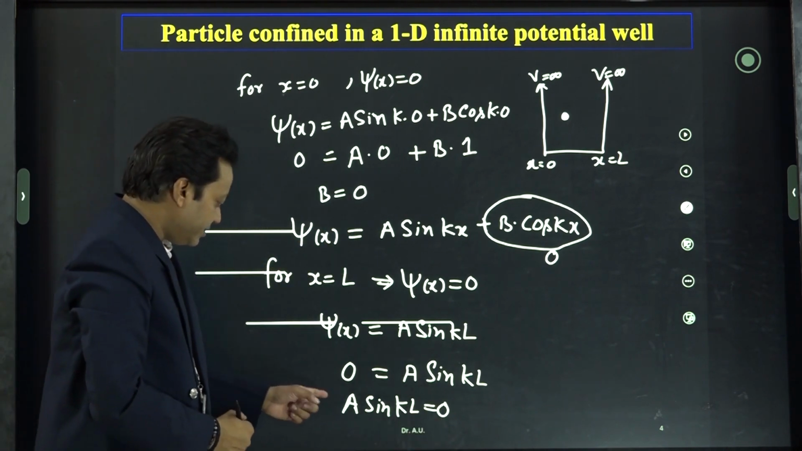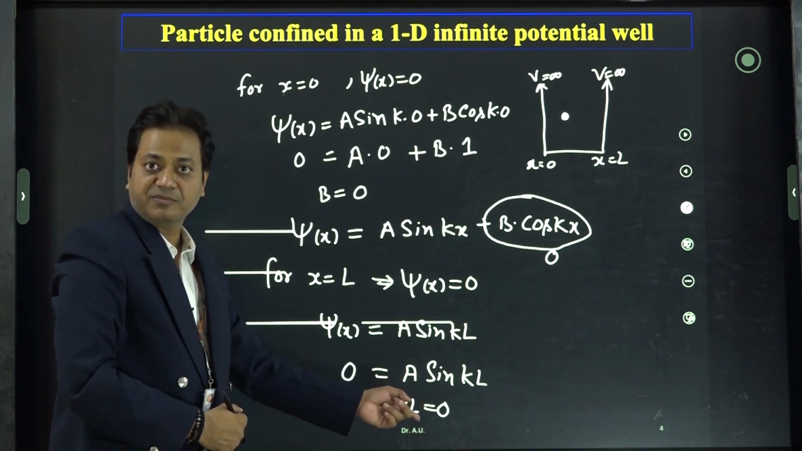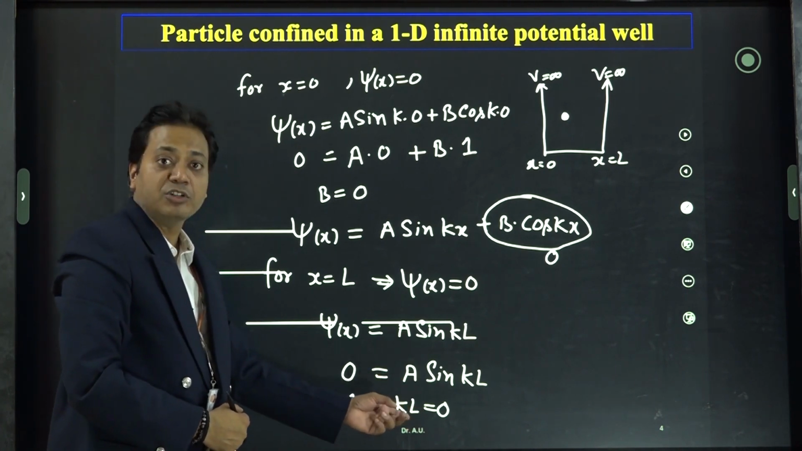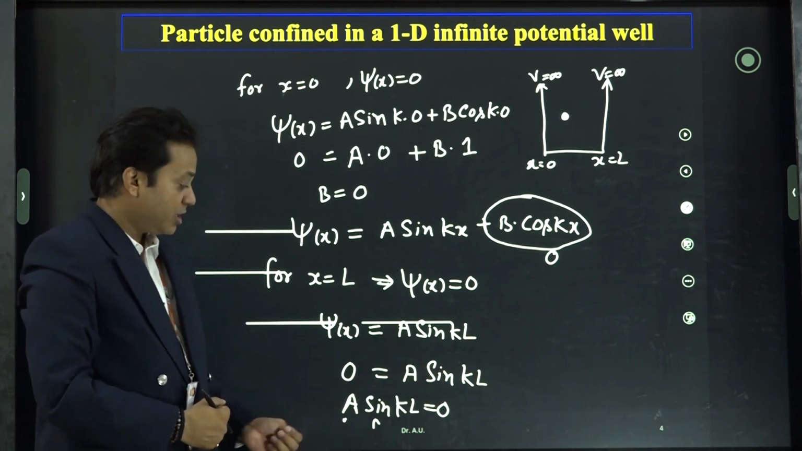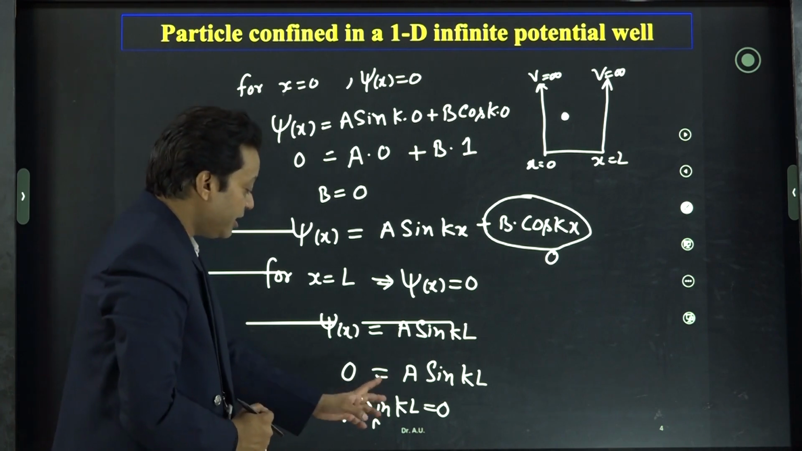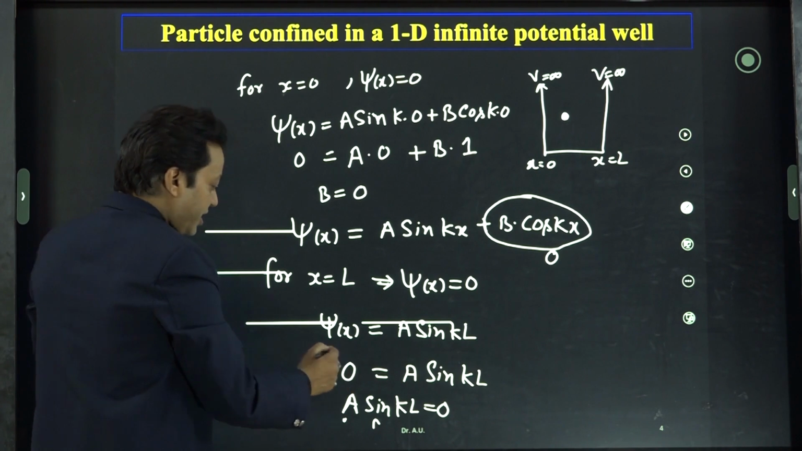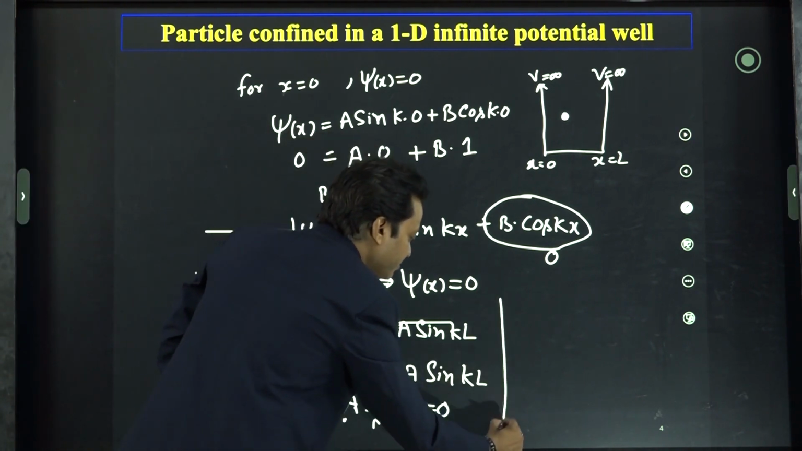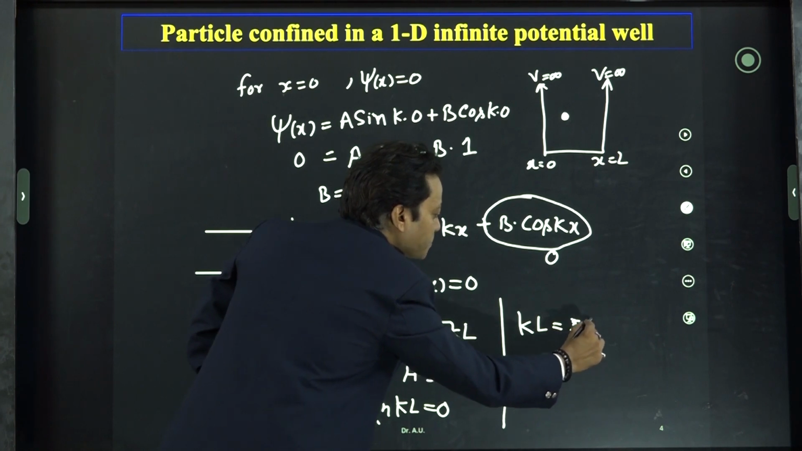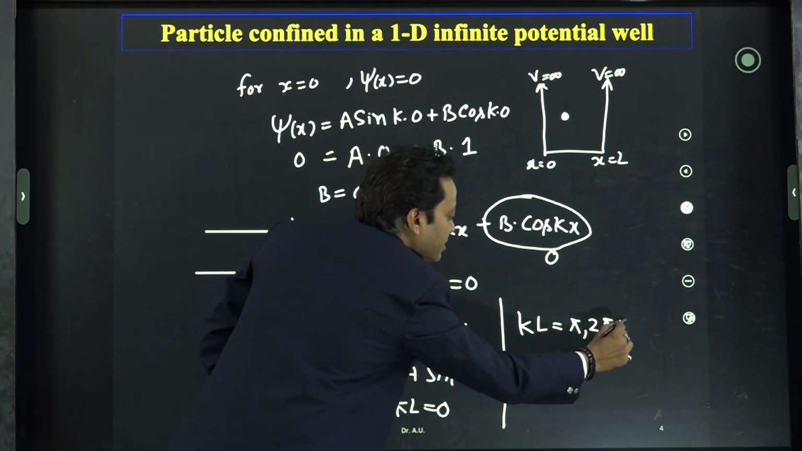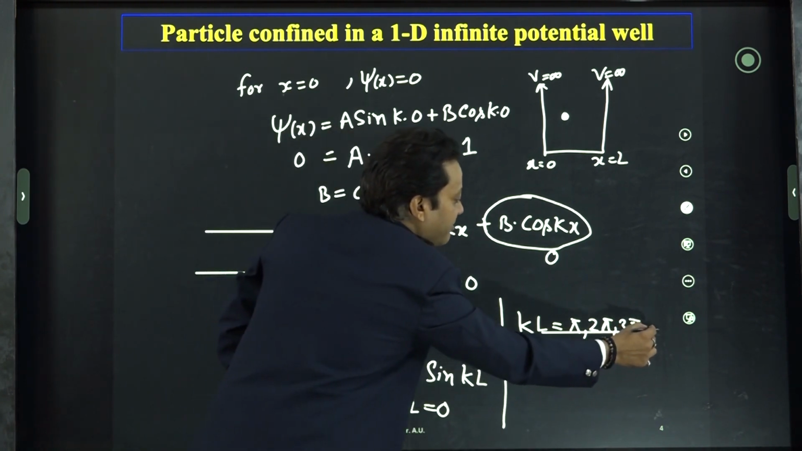Since we understand a can never be 0, it means kL must have some value for which the sine of kL is 0. So for which values of kL will the sine be 0? Yes. kL will take the values of pi, 2 pi, 3 pi, like this. There are other values of pi.